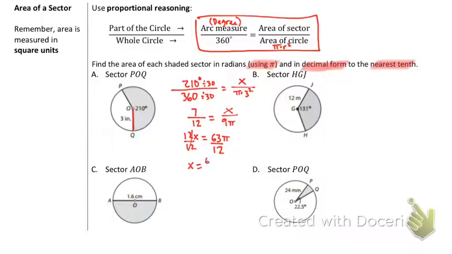So our answer is 63 over 12 pi. Now check, can we reduce 63 over 12? And we sure can. We can reduce by 3. So if I reduce 63 by 3, keep in mind when I say reduce, we're dividing by 3 on the top and by 3 on the bottom. X is going to equal 21 pi over 4. Okay, this can no longer be reduced. This is my exact answer.